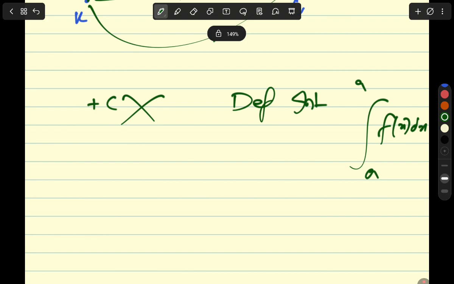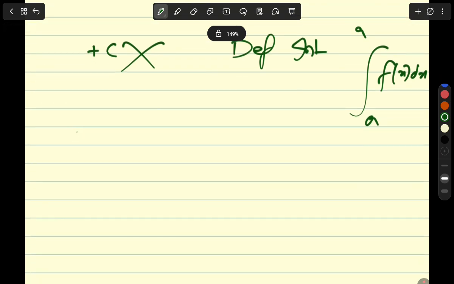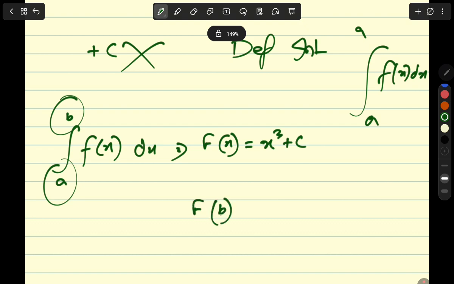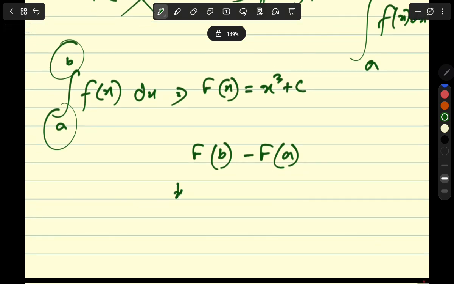Now, you may ask me why don't we write plus c anymore? Let's answer properly. Suppose when you integrate f(x) with respect to x between the interval a and b, you get an answer, F(x) is equal to x cube plus c. Now if you have to evaluate between a and b, that is going to become F(b) minus F(a). Now F(b) is going to become b cube plus c, and F(a) is going to become a cube plus c.